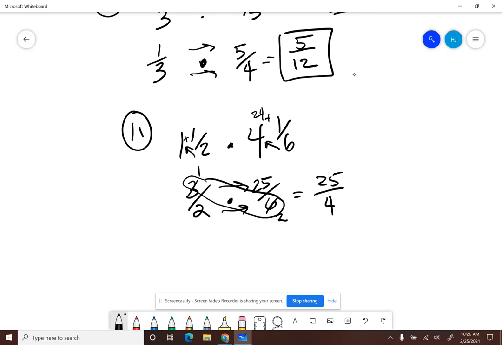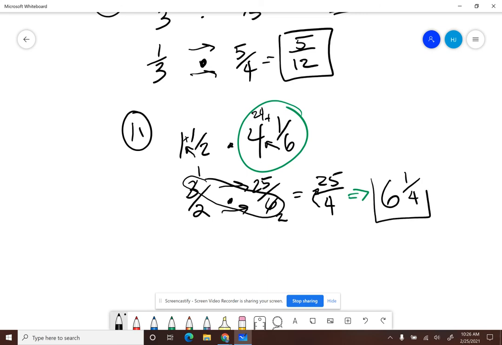Except now, look, my original problem was a mixed number. So that means I need to convert this to a mixed number. Well, I know how to do that because I did it up above. I need to see how many times 4 will go into 25. Well, 4 will go into 25 6 times evenly, and you will have 1 left over. So 1 becomes the numerator, 4 becomes the denominator. So my final answer here would be 6 1/4.